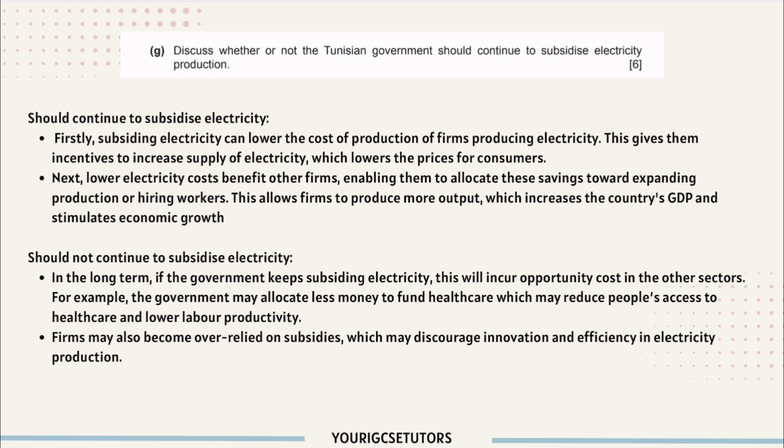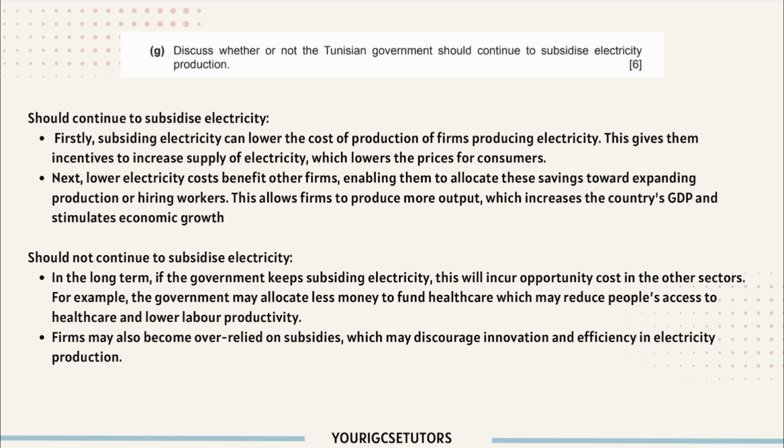First, why should the government continue to subsidize electricity? Firstly, subsidizing electricity can lower the cost of production of firms producing electricity. This gives them the incentive to increase supply of electricity, which lowers the prices for consumers. Okay, so the first one, talk about the cost of production of firms producing electricity.